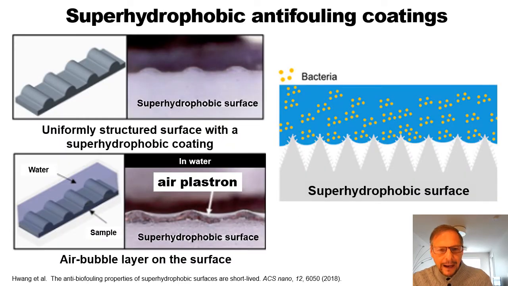Maybe you can appreciate this a bit better in this slide. Here we have on the left some different molds where we have added water, and then air will be entrapped between the solid material and the liquid, in this case water, and this is what are called air plastrons. So pockets of air that are accessible to the liquid medium that is on top of it. And that's what you see on the right.